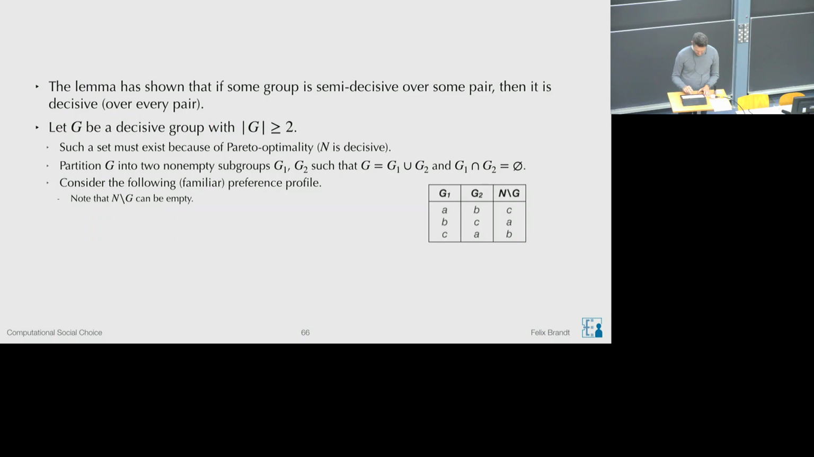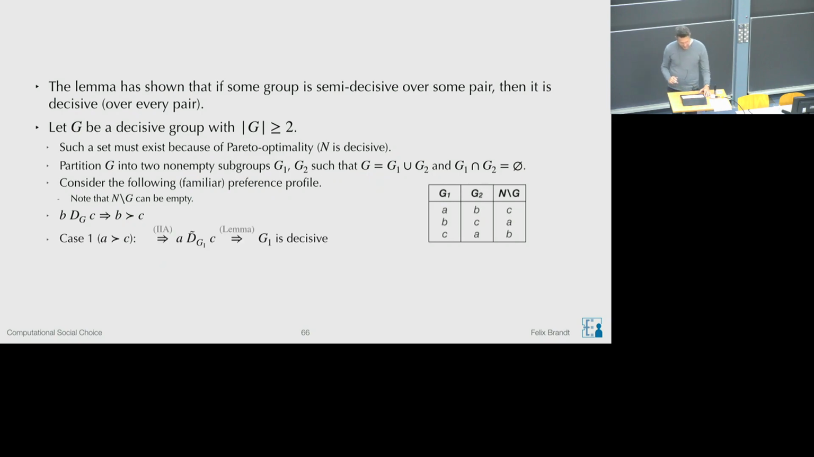Now we are again doing some magic tricks with IIA and Pareto optimality. The only thing that we know about this group G is that it is decisive for any pair of alternatives. Since G is also decisive for B against C, note that everybody in G, these two columns taken together, prefers B to C. So collectively B has to be preferred to C. That's the definition of decisiveness, and we know that G is decisive by assumption. So B has to be collectively preferred to C.